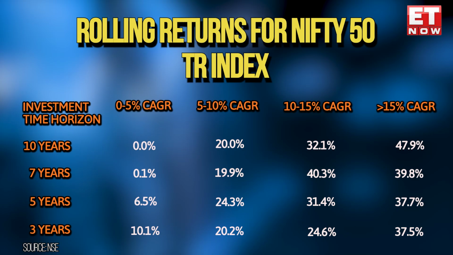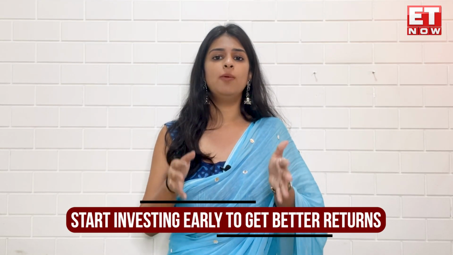Let's look at the Nifty 50 index return based on investment time horizon. On a daily rolling basis, investors who invested for 10 years in stocks got 47% of the time they got a return over 15%. Investors who invested for a shorter period got 37.5% of the time they got a 15% return. So starting to invest early is always better.